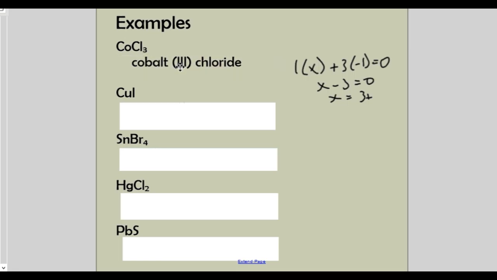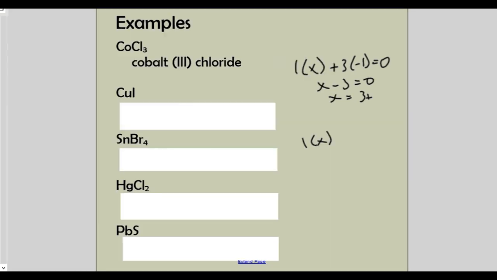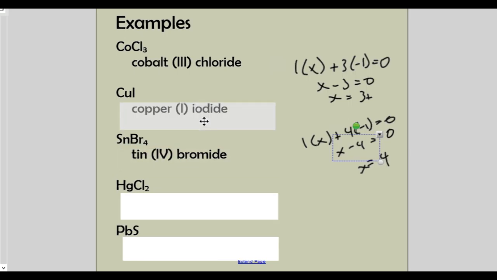Okay, SnBr4. Right? We have 1 tin ion. We have 4 bromides, which again is -1. It's another halogen. Okay, so plus 4 -1 charges equals 0. x minus 4 equals 0. x equals 4. And so we call that tin 4 bromide.